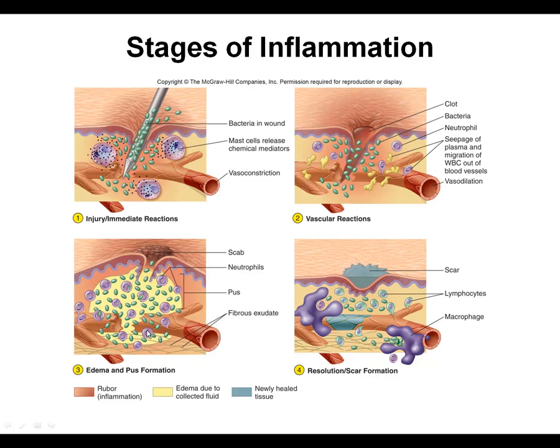Once this third stage has kind of run its course, it's going to move into the resolution and healing stage of scar formation. You're going to have lymphocytes that are going to come out of the blood cells. You're going to have macrophages coming out of the capillaries. You're going to have scar formation over the surface of the injured tissue. This is going to be new tissue that's going to take place within the first 24, 48 hours of the injury.